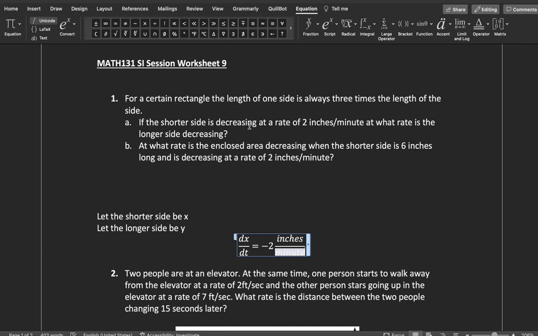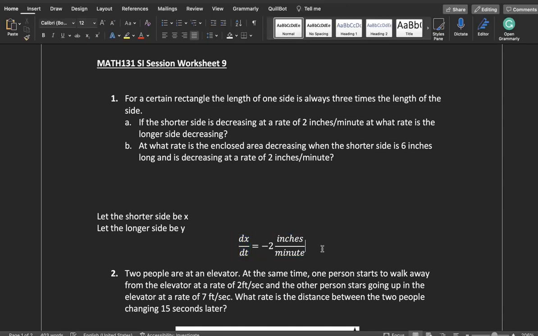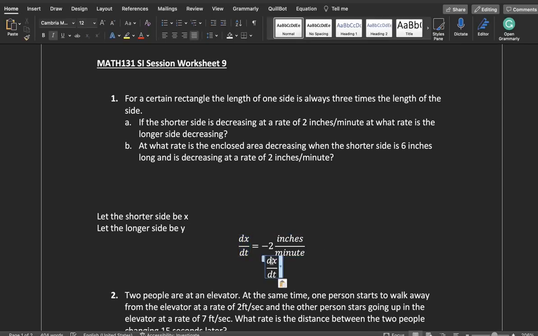So now we want to find, right? Knowing this, the question is asking us, what is dy dt? Okay, so that's what you're trying to find for sub question A. We're given the rate at which x, which is the shorter side, is decreasing, and we're asked to find the rate at which the longer side is changing.